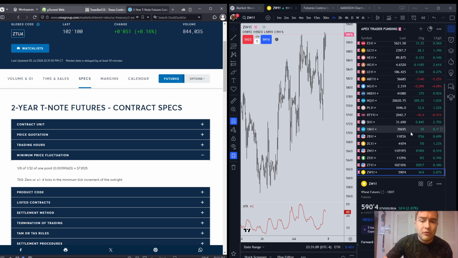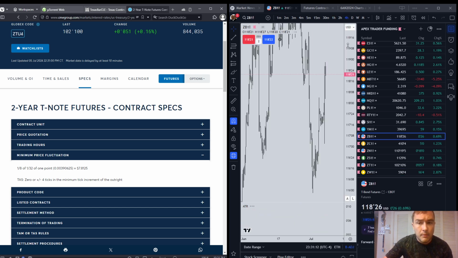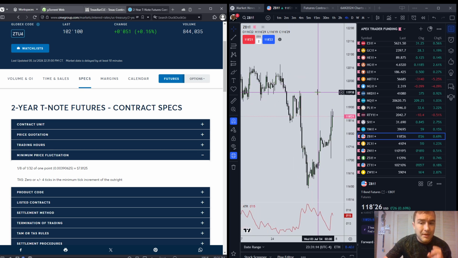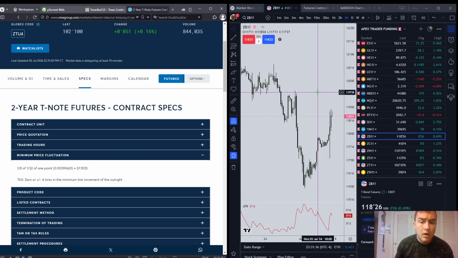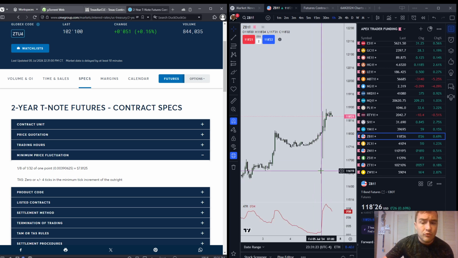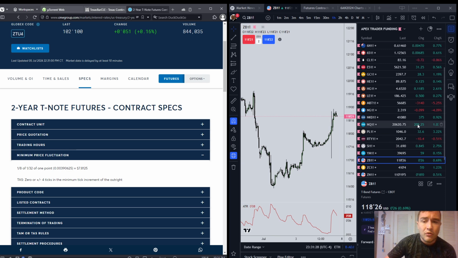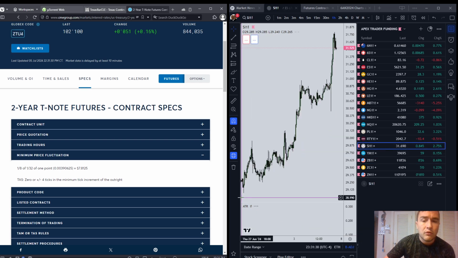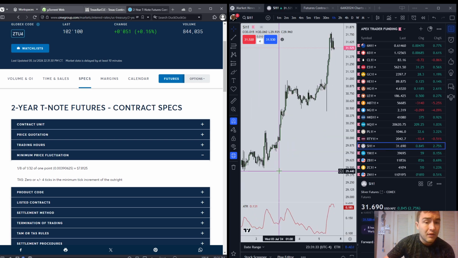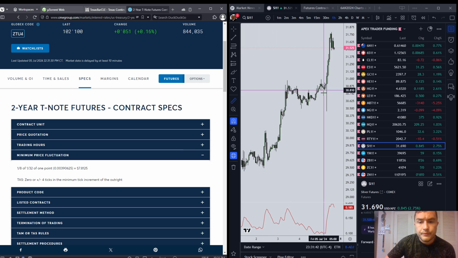Guys, the biggest contract that you can trade on any of these futures prop firms is the 30-year T-bond futures. That's $31.25 a single tick. That's the biggest product that you can trade by far. Some of the other biggest products that you can trade are silver futures. Silver futures are $25 a single tick. Okay, $25 a tick, which is wild, but it is true.